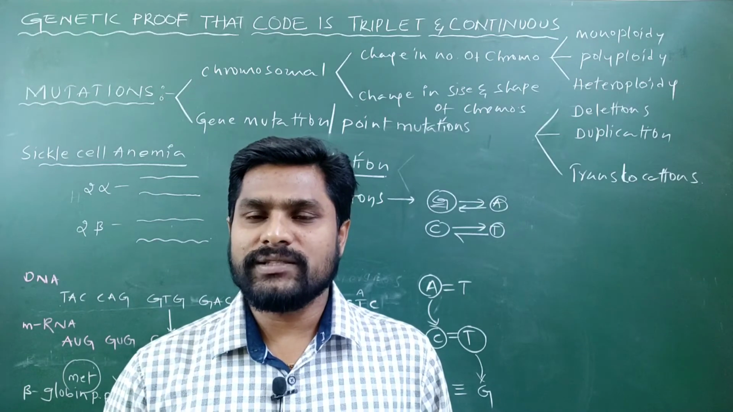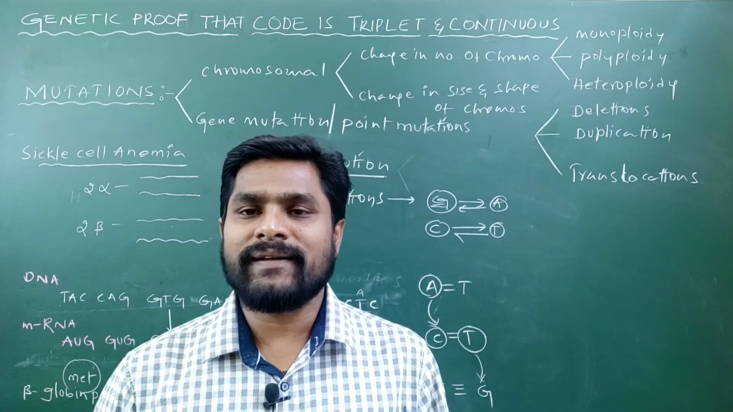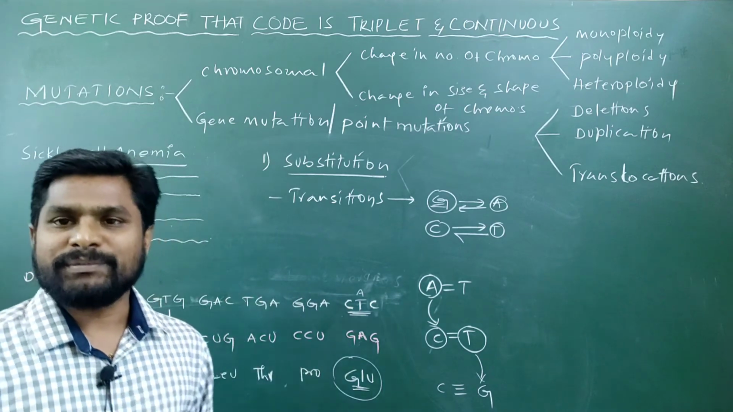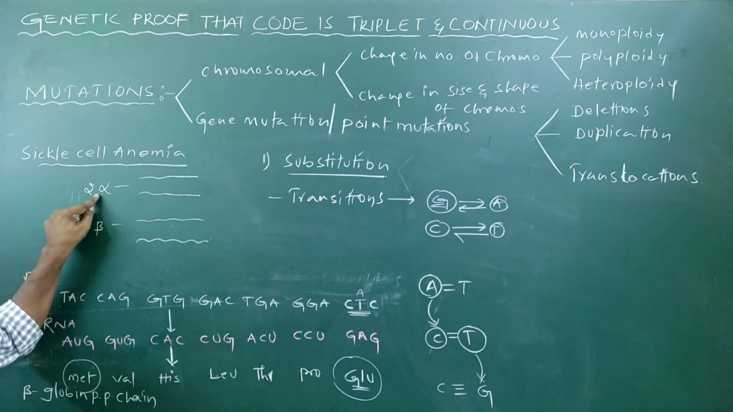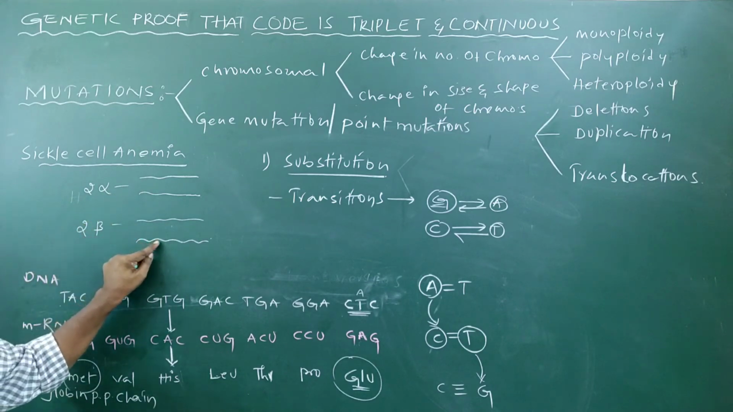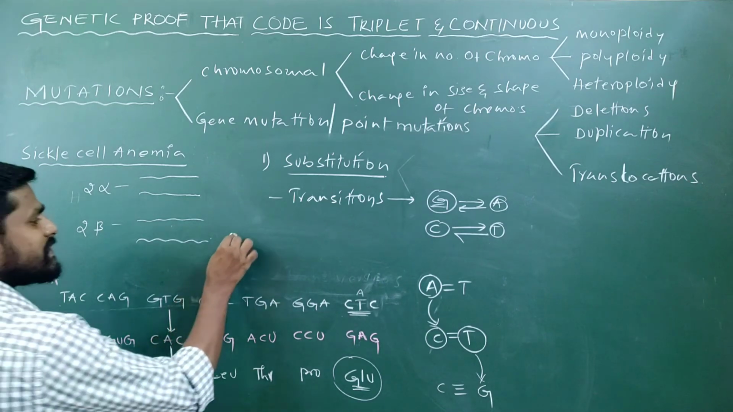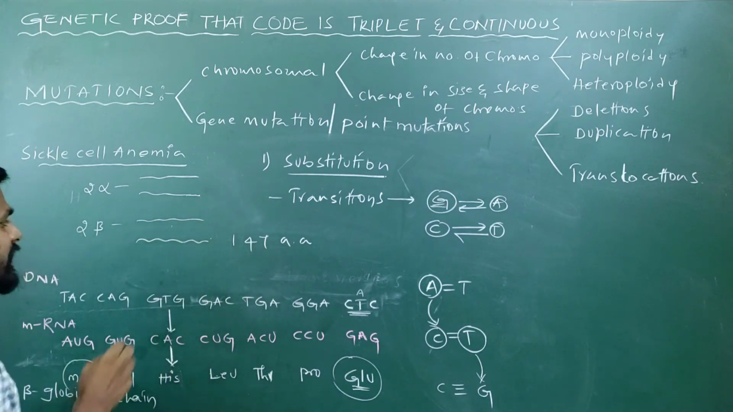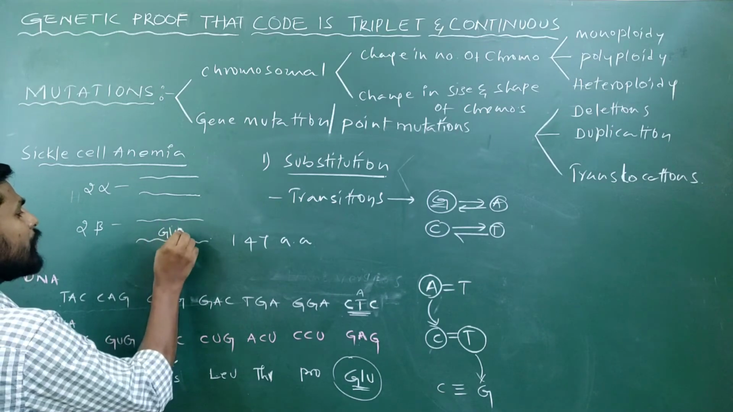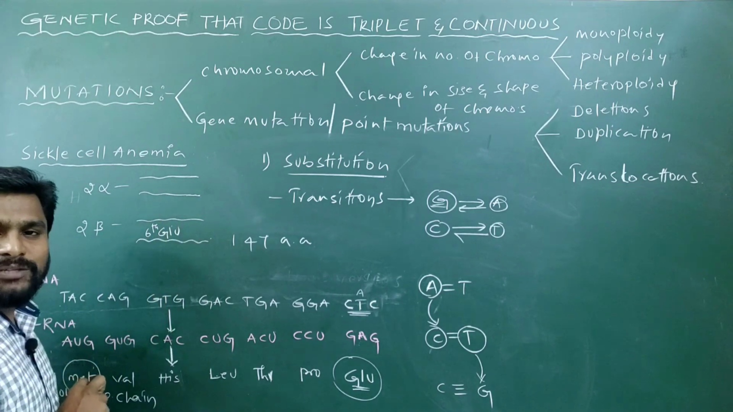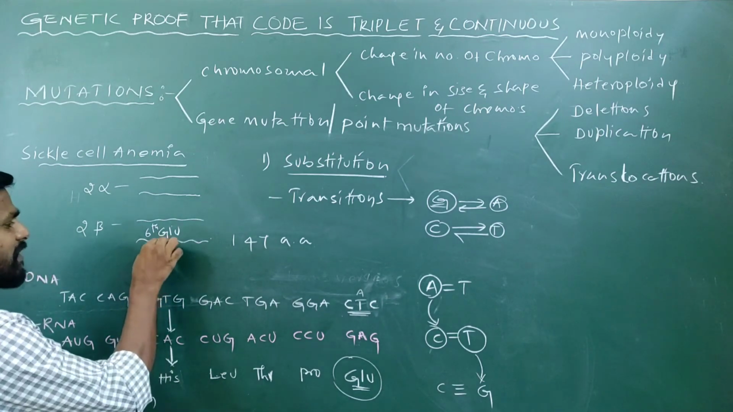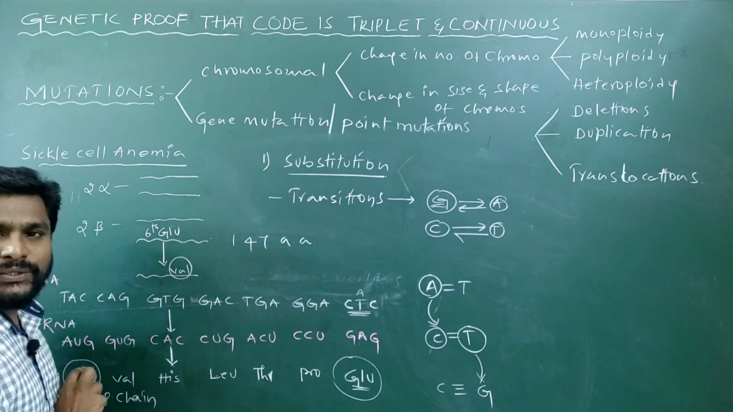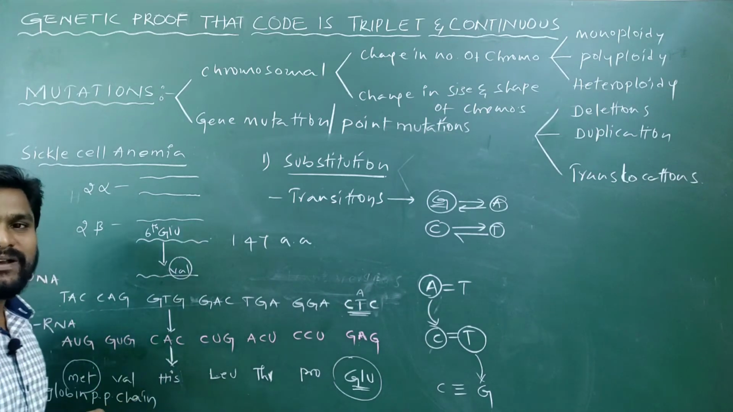Sickle cell anemia is a genetic disease which is caused due to substitution mutations, particularly by transversions. Generally, the hemoglobin of a human being is composed of 4 polypeptide chains. Among those, 2 are alpha globin chains and 2 are beta globin chains. The beta globin chain is composed of 147 amino acids. Among these 147 amino acids, the 6th amino acid is glutamic acid. When a substitution mutation or transversion takes place, this 6th amino acid glutamic acid may be replaced by another amino acid, valine, which leads to the genetic disease sickle cell anemia in human beings.